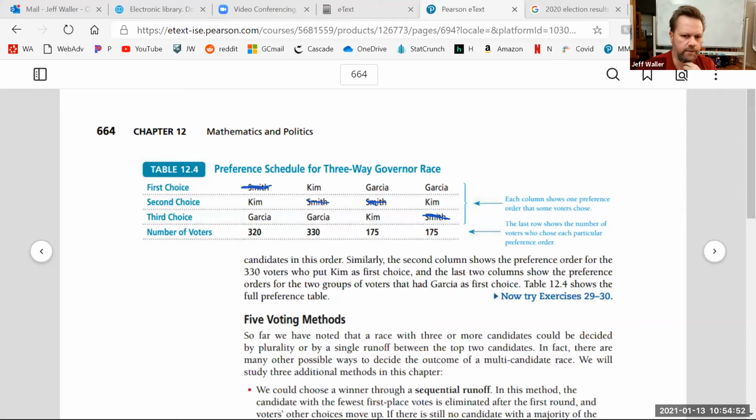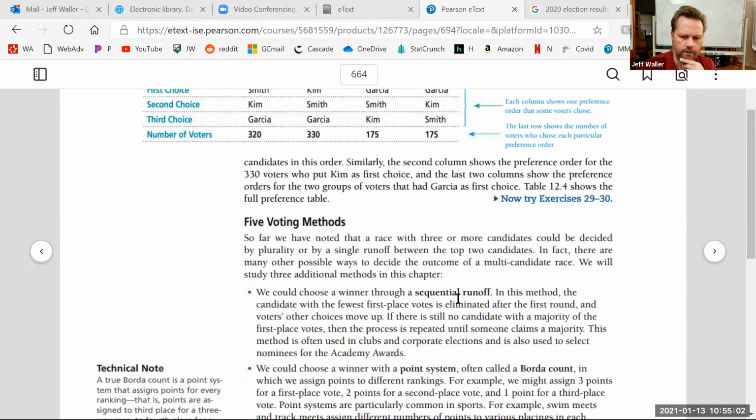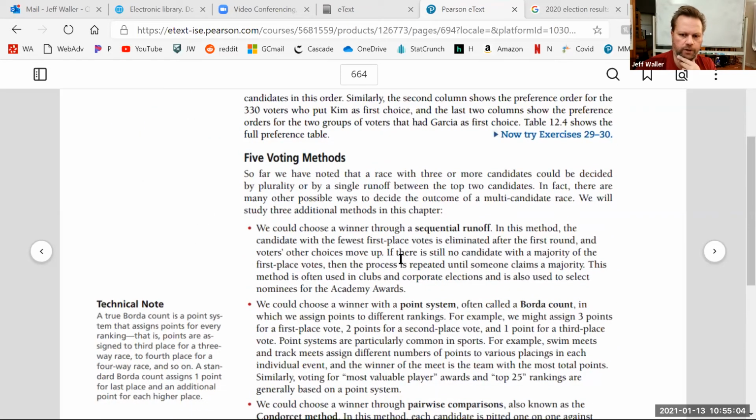Okay, I like it. Hey, Mikey. The thing is, let's look at this another way. So that is sequential runoff. If there's still no candidate with a majority, the process is repeated until someone claims a majority. So that's like if I had 10 candidates. We might have to do what we just did several times.